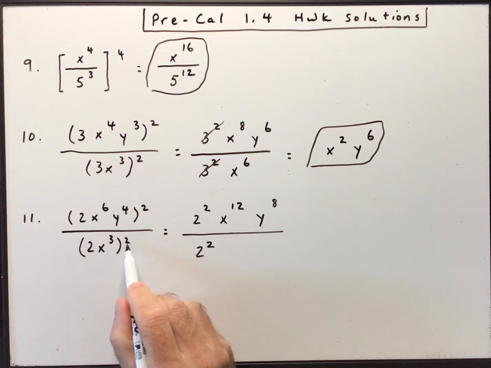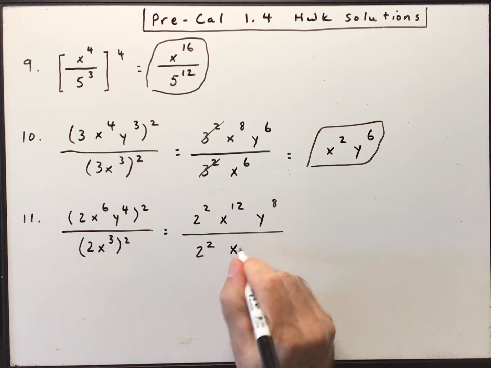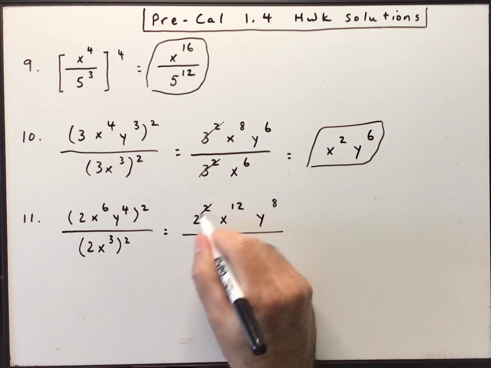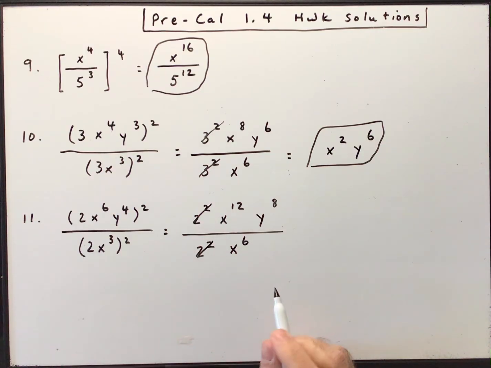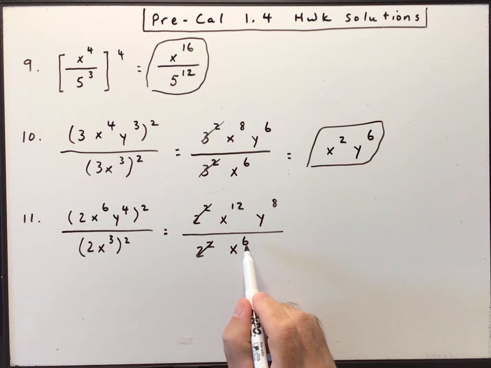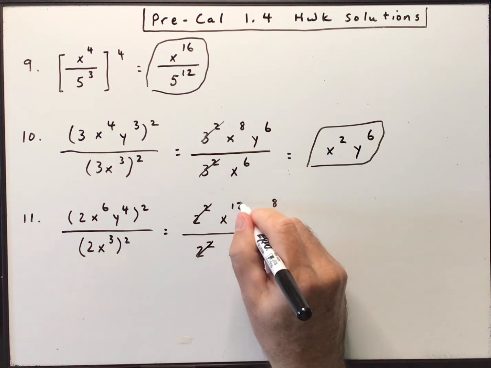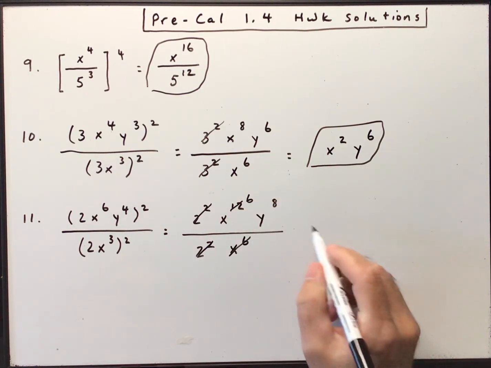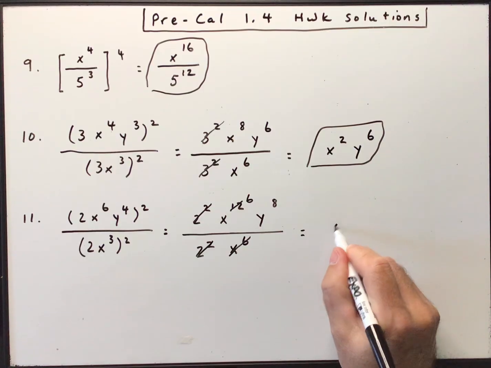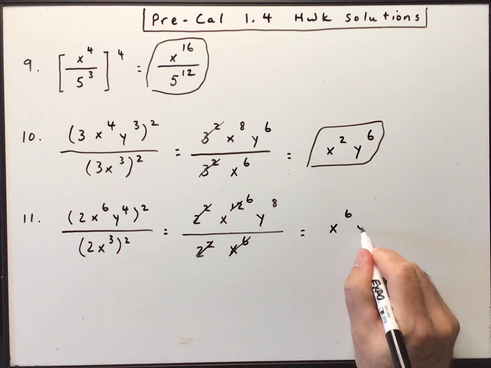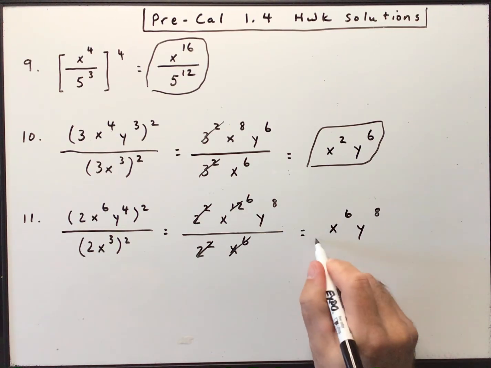x cubed squared would be x to the 6th. So the 2 squared and the 2 squared cancel. x to the 12th over x to the 6th. 12 minus 6 is 6. So that would go down to 6. So that's going to be x to the 6th, y to the 8th.